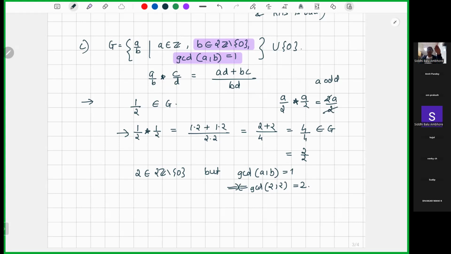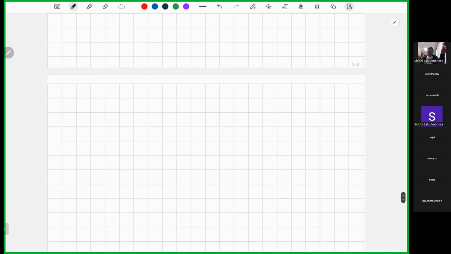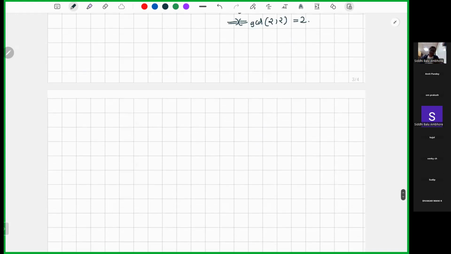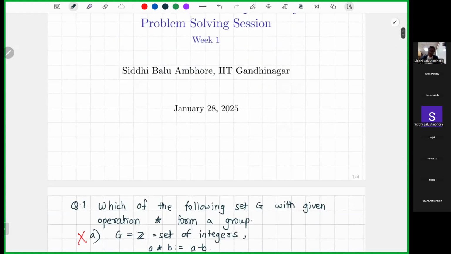This does not satisfy even the closure property for the group. So the operation is not closed. When I apply star to two elements, it does not land in my set G, which I have chosen here. Okay, so I hope this much is okay. So let's move to the last. Therefore, this is again not a group. C is not a group again.